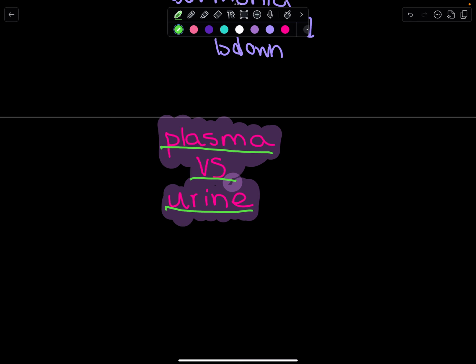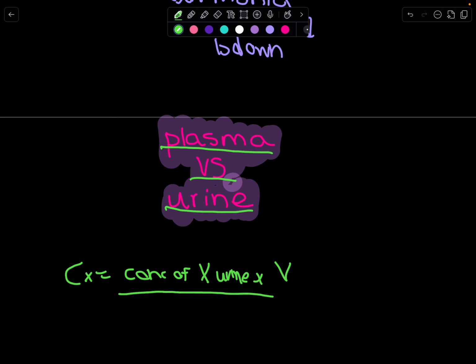That makes a lot of sense. Why don't we talk a bit about this equation, that the clearance equals the concentration of X substance in urine times the volume of urine formed in a given time over the concentration of X in blood.